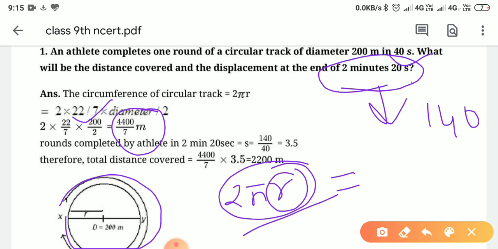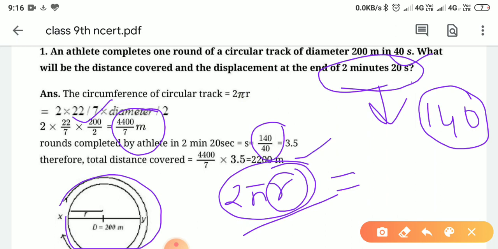So in 140 seconds he is moving from x to y, then y to x, then x to y. It is given that in 40 seconds it completes one round. In another 40 seconds it will complete another round, like that. So at first we will find how many rounds he has taken in total in 140 seconds. How can we find that? We have 140 total seconds, and one round takes 40 seconds. So we divide 140 upon 40, that will be 3.5.